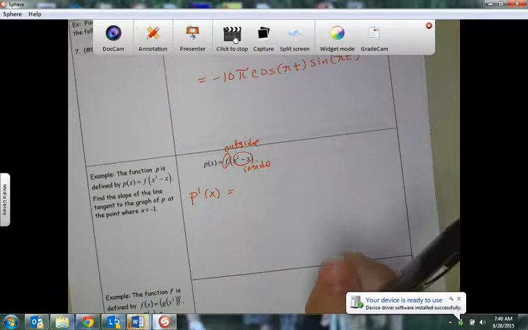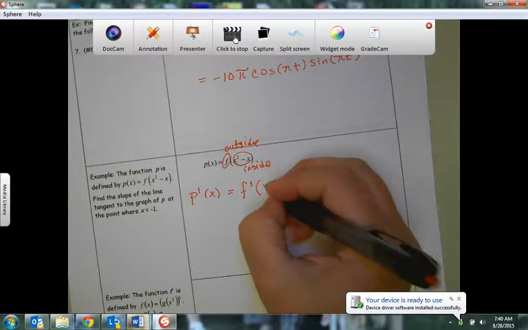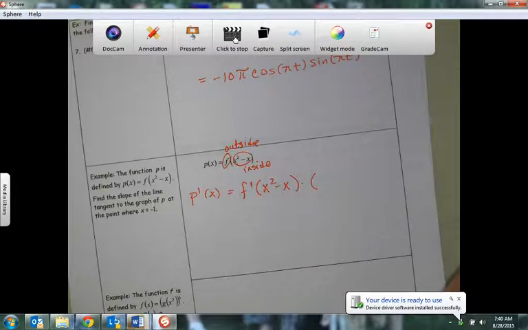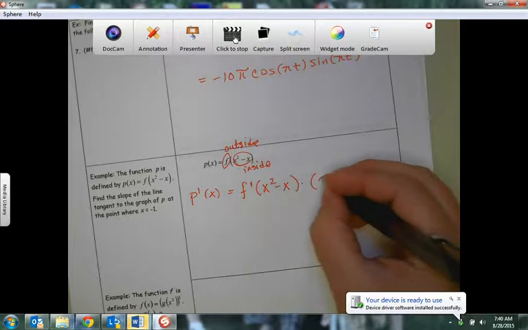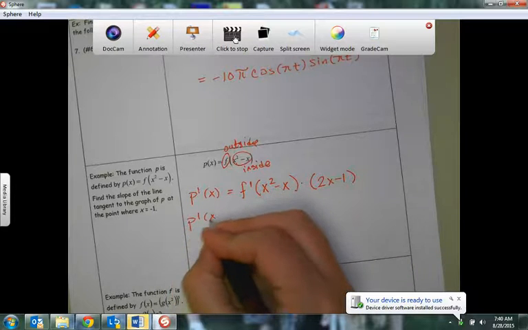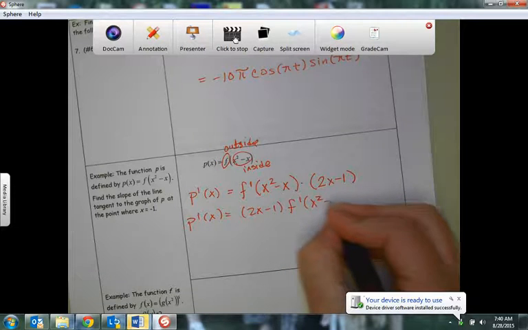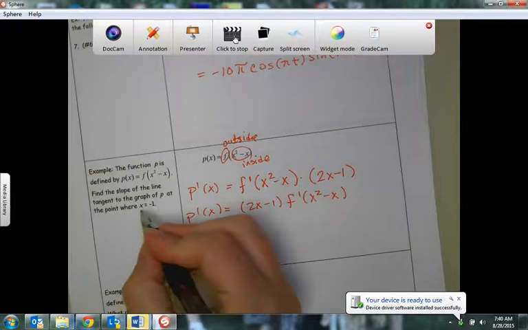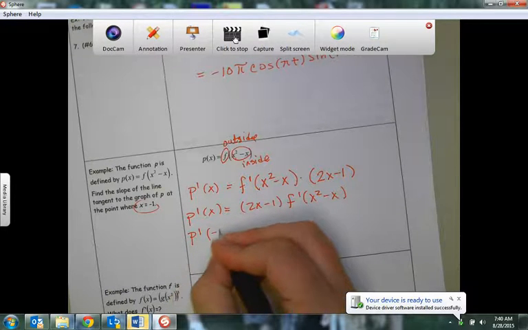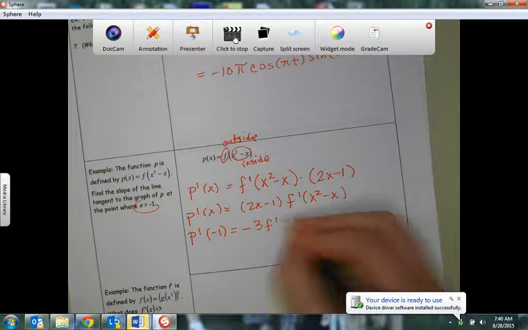So I'm going to take the derivative of the outside, which is f prime, leave the inside alone. Then multiply it by the derivative of the inside, which would be 2x minus 1. So p prime of x would be that 2x minus 1 times f prime of x squared minus x. But we want to know what it's going to be at negative 1. So p prime of negative 1 is going to be negative 3 f prime of 2.